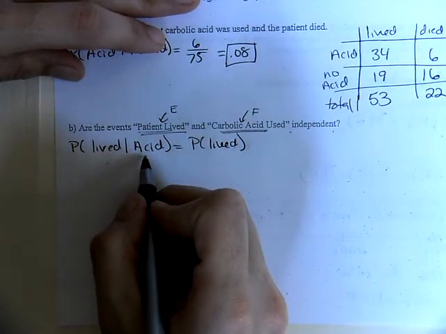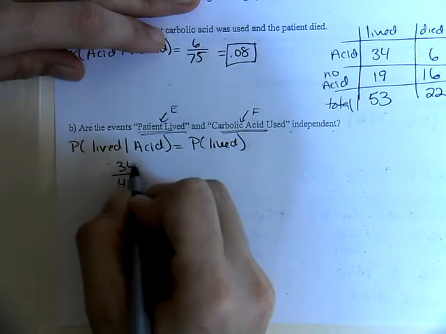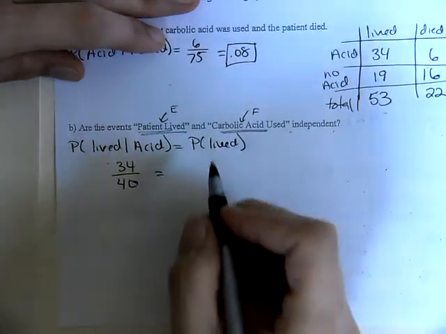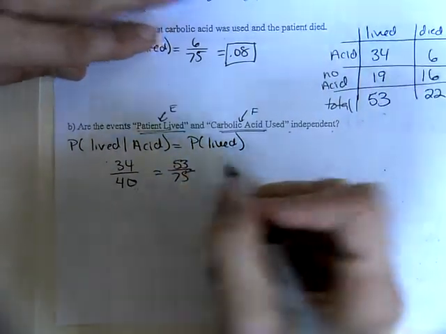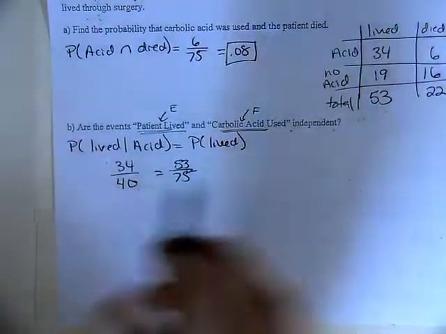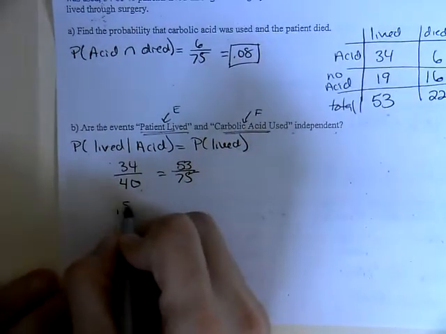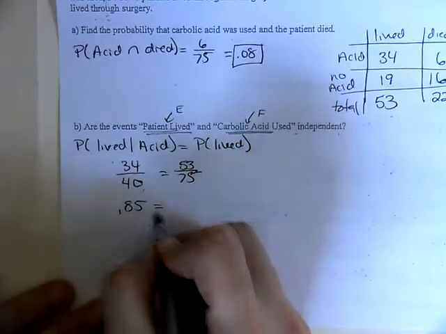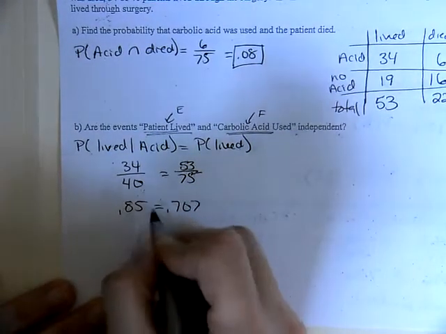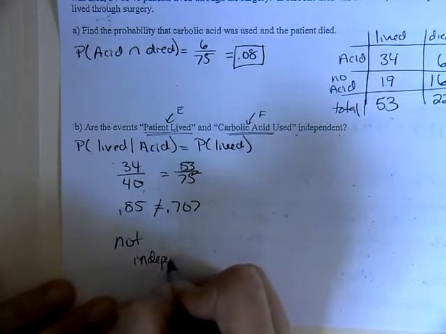So given that carbolic acid was used, that they lived. So that was 34 out of 40 patients. How many patients lived total? 53 out of 75. So this is 0.85, 0.707. So again, not equal, so they're not independent.